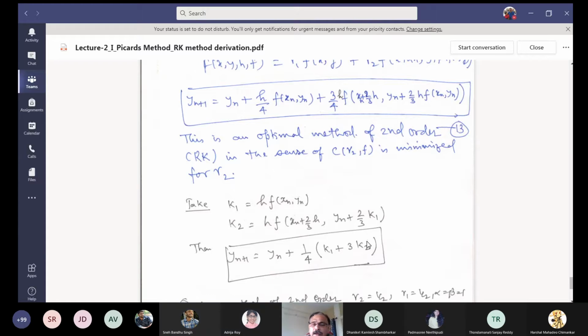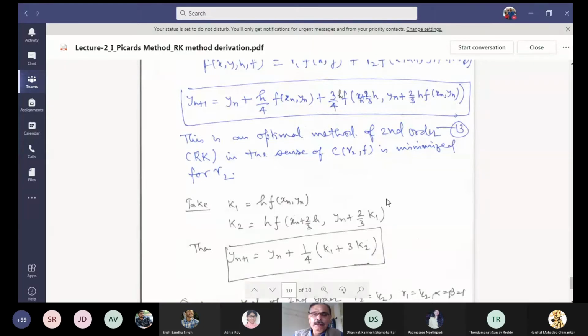One more thing that we have already seen, that with these four parameters, these are explicit methods. All the things you can evaluate on the right hand side. It is f of xn yn, it is f of xn plus 2 by 3 h, yn plus 2 by 3 h. So for yn plus 1, everything is explicit on the right hand side. So this is your explicit second order optimal Runge-Kutta method. Is that clear to everybody? Yes, sir.